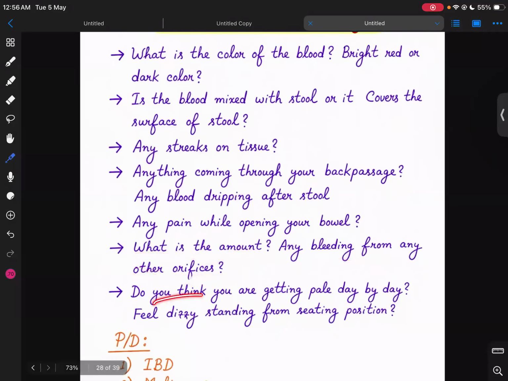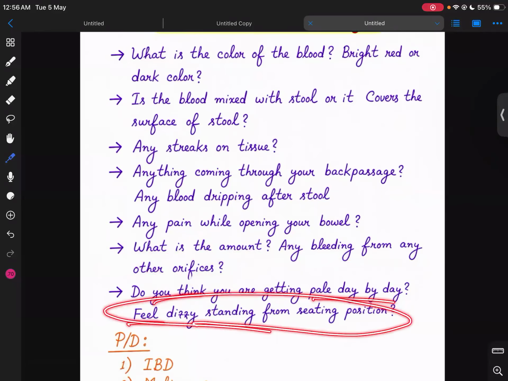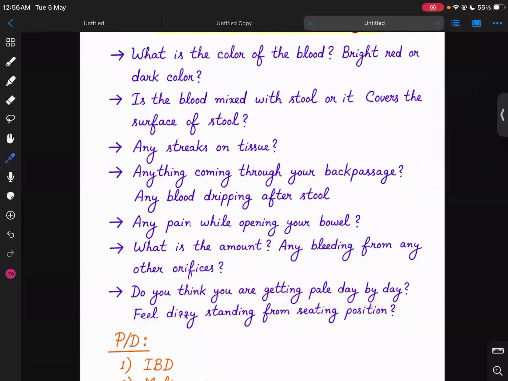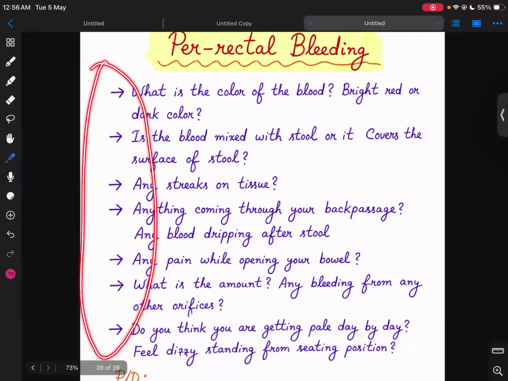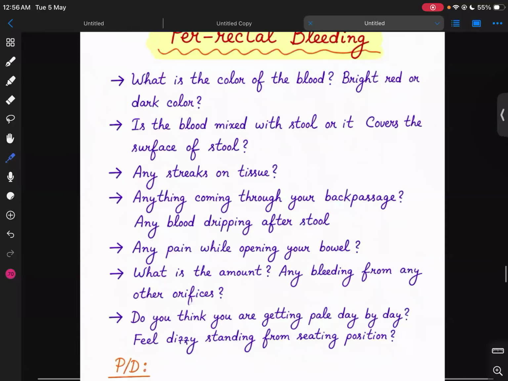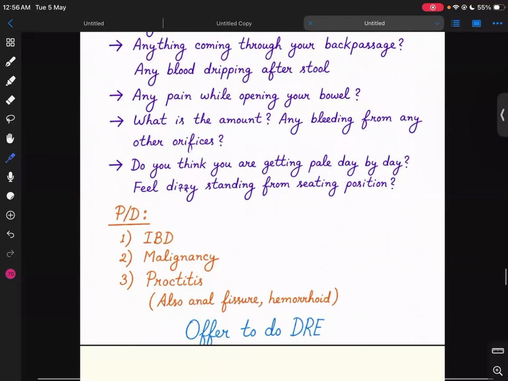And do you think you are getting pale day by day? Do you feel dizzy standing from the sitting position? That is to rule out hypovolemia. And these are the introductory questions for per rectal bleeding. The differential diagnoses are inflammatory bowel disease, malignancy or proctitis. And also you can keep the local causes like anal fissure and hemorrhoids, because you have to rule them out by doing the per rectal examination.